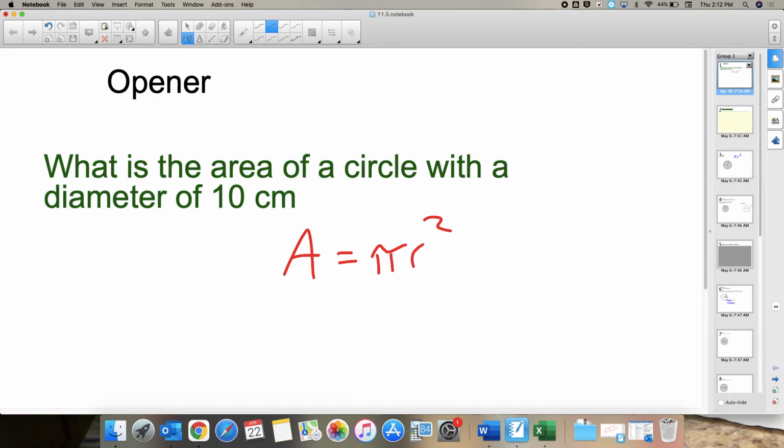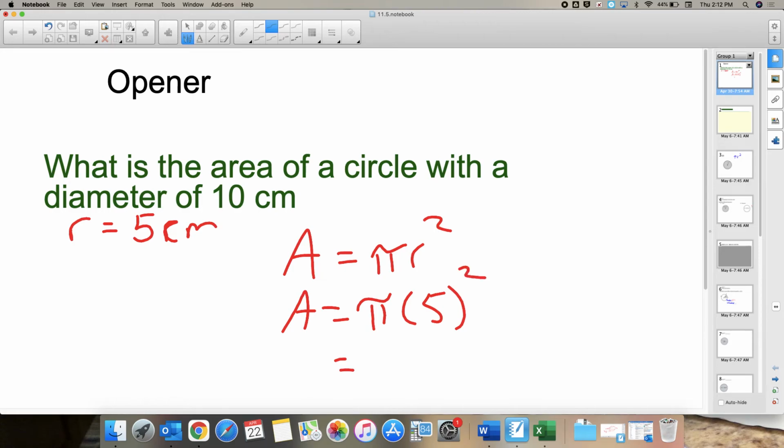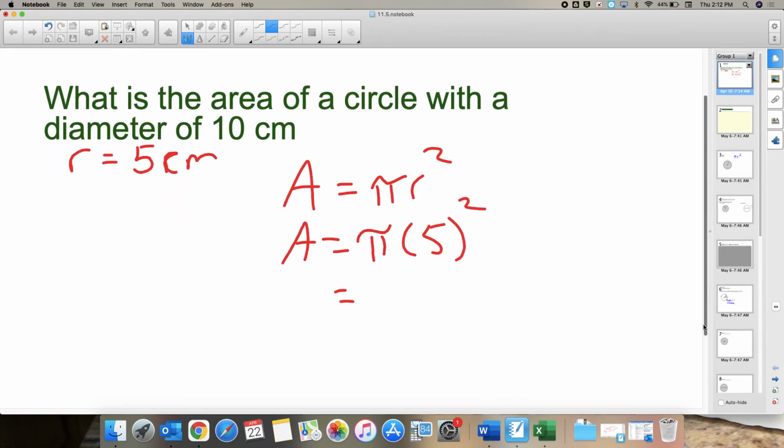So, unlike your circumference formula, there is not a formula that involves your diameter. So, you will just have to convert our diameter. If our diameter is 10 centimeters, that means our radius is 5 centimeters. So to find my area then, it is pi times 5 squared. Order of operations tells me I'm going to square that 5 first. So it is actually pi times 25.